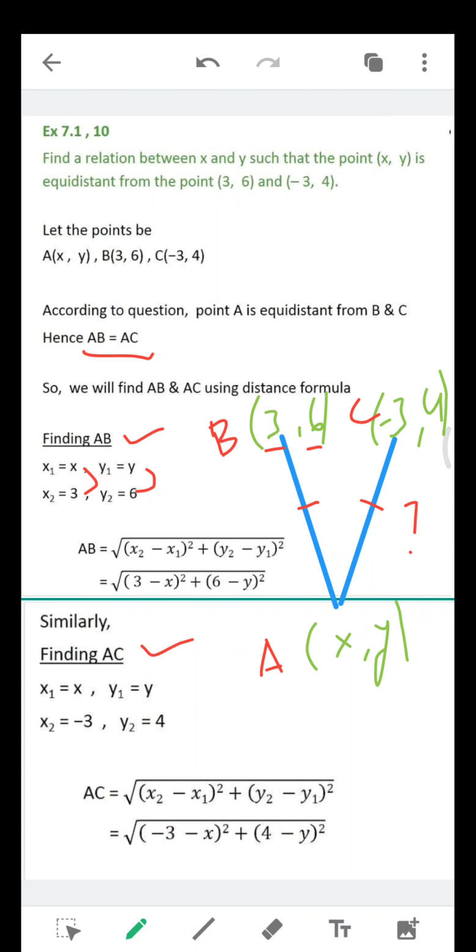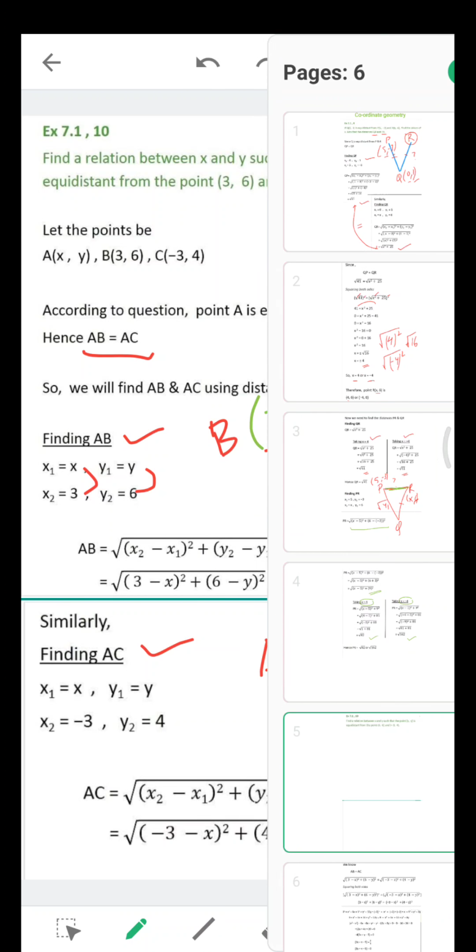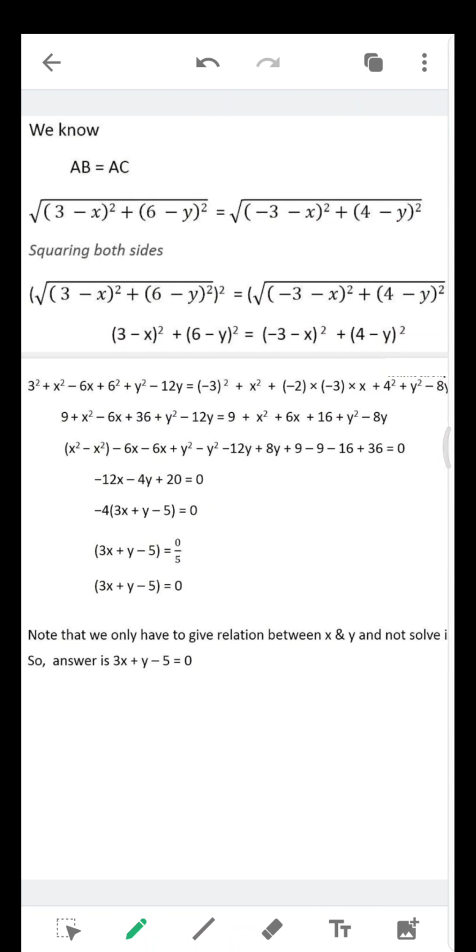Then we'll find AC. This distance also we'll find in the same way. So here x1, y1 is x, y and x2, y2 is minus 3, 4. Substituting this also in the formula, x2 minus x1 is minus 3 minus x, and y2 minus y1 is 4 minus y whole square. So this way we found the distance. We'll not expand this further, we'll equate these two. Now why should we equate these two? Because distance AB is equal to AC. So let's equate both and try to find the relation.